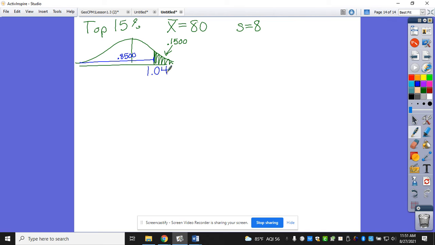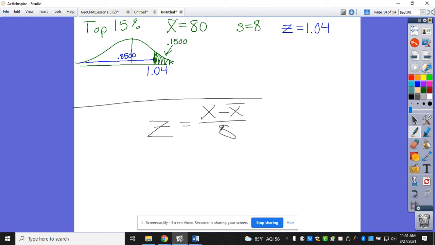I now have, this is my what? Don't write what I'm writing here yet. What is my equation for z-score? Do I know this? Do I know this? So I'm missing one thing. Algebra, can I solve for it? Yes. What do I do to get rid of this?